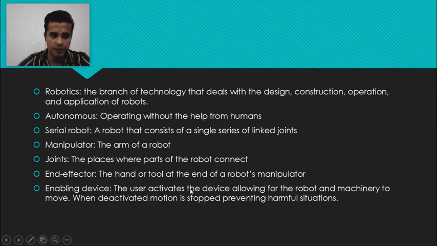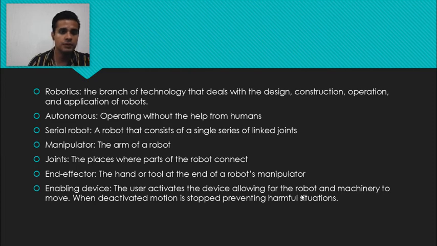What is the manipulator? Remember, the arm of a robot. Okay. Enabling device. What is this? The user activates the device, allowing for the robot and machinery to move. When deactivated, motion is stopped, preventing harmful situations. Okay, so basically, the person who's going to operate this robot has to enable this device, and then the robot is going to move. If you disable it, then the robot is going to stop functioning. Okay, it's not going to move.